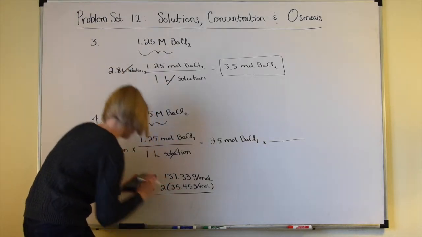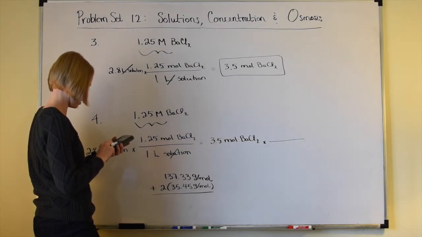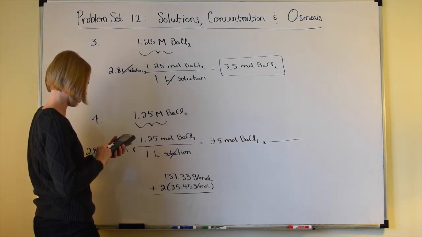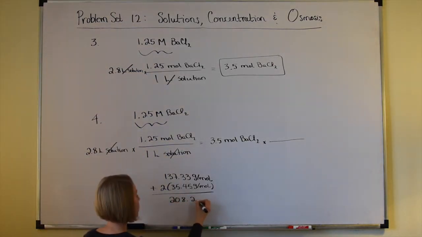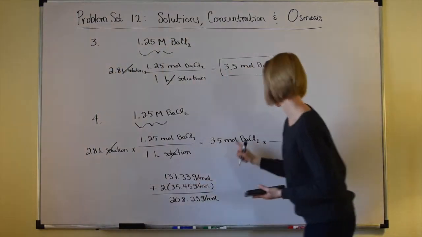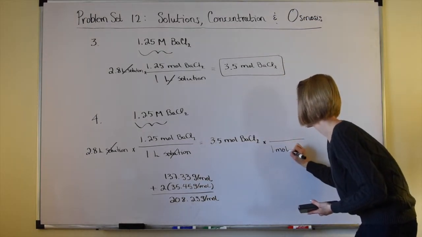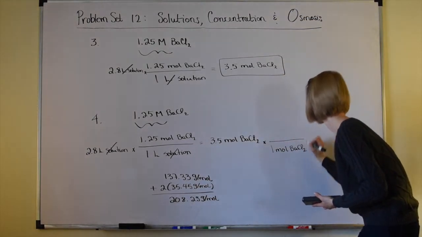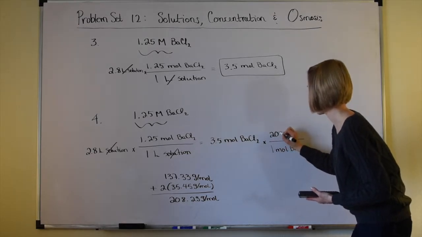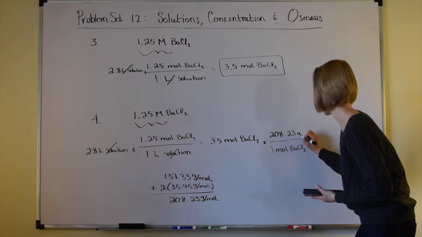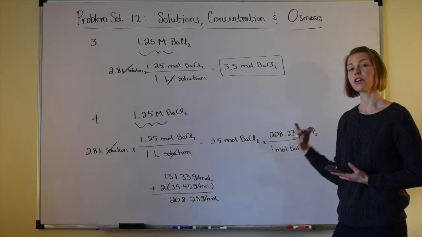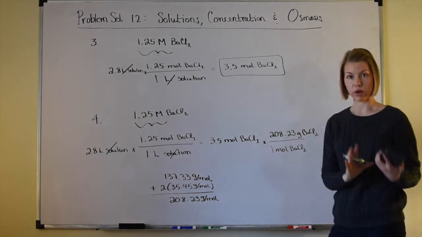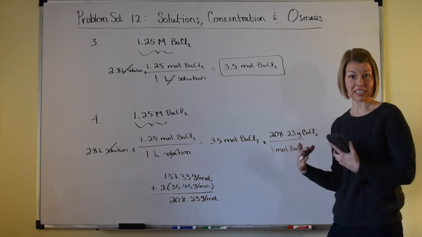Okay, I get 70.9 plus 137.3. Okay, I get 208.23 grams per mole. So I'm going to plug that in up here. Moles on the bottom, because I want that to cancel. Grams on the top, so that's the 208.23 grams of barium chloride. And again, this is just the molar mass of barium chloride, the conversion factor that we use to convert between grams of a substance and moles of that same substance.